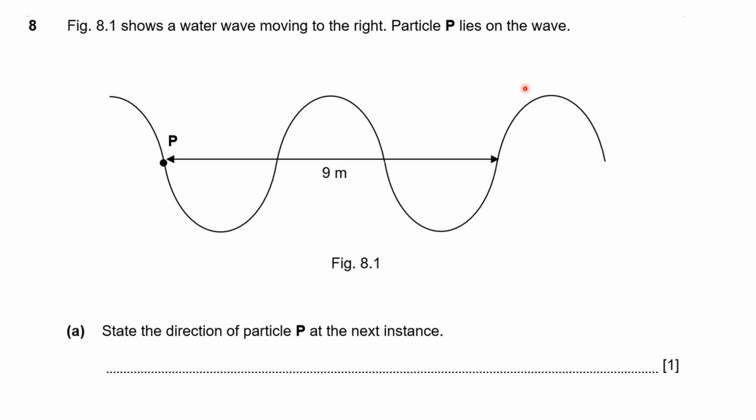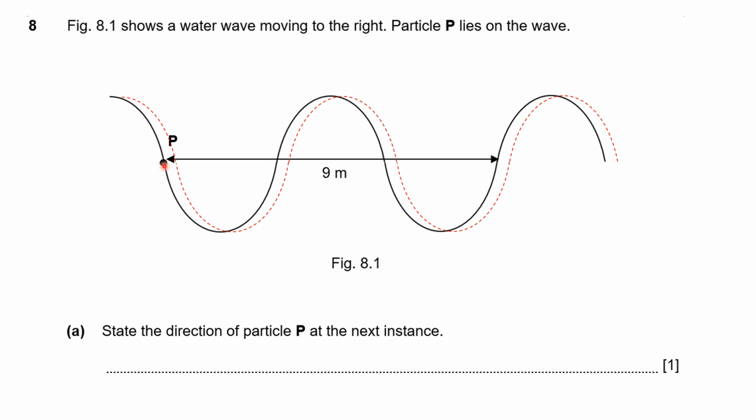So question 8, you see a water wave here, particle P lying on the wave here, and state the direction of the particle P at the next instance. So a trick to finding out how the particles move, okay, is to actually draw, at least in pencil if it's possible, the wave moving slightly in the direction that it's stated. So you see over here the water wave moved to the right. So this is how the water wave would look like just a tiny instant afterwards.